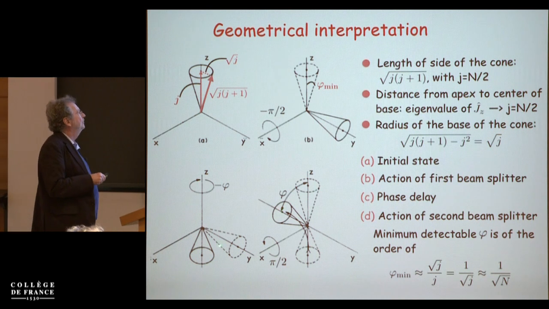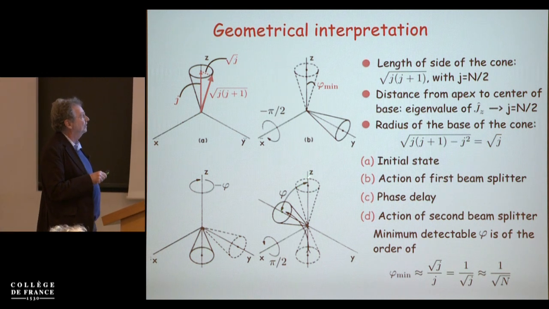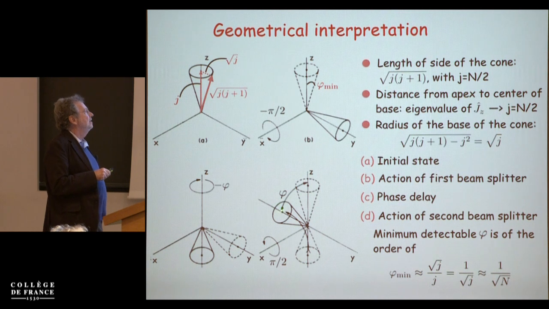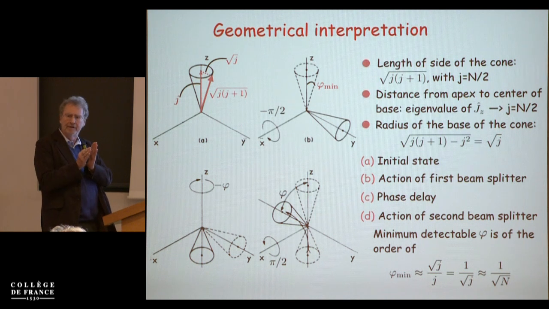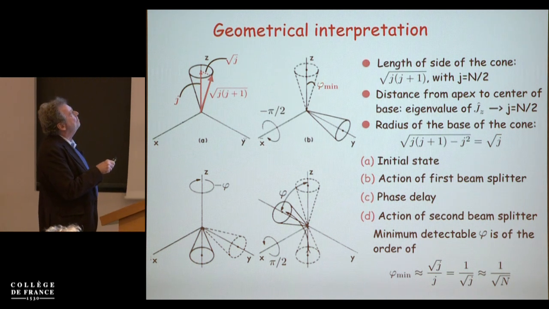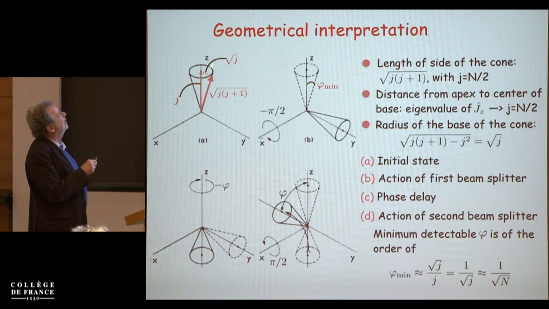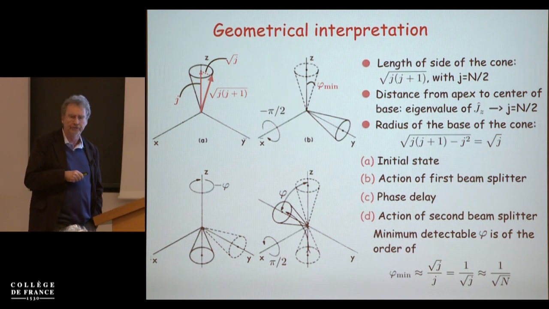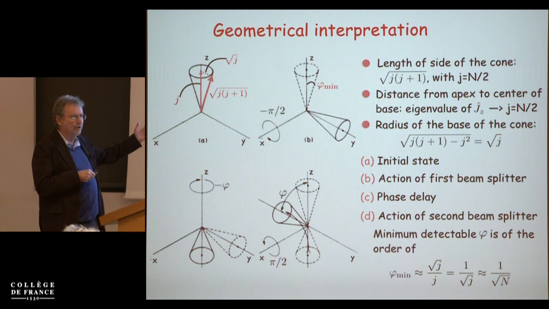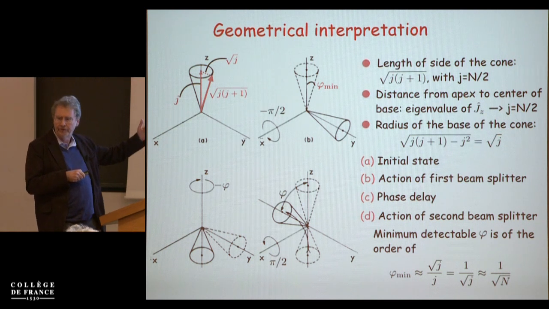Now you see that if you want to detect this phase displacement, which is now projected here, you must have it larger than the angle defined by this cone, which is this phi minimum here. And if j is large enough, the tangent of this angle is just square root of j divided by j. So you can write that the minimum angle is square root of j divided by j. So this is 1 over square root of j, which is of the order 1 over square root of n. Okay? So that's the geometrical way of understanding the shot noise limit in this case.